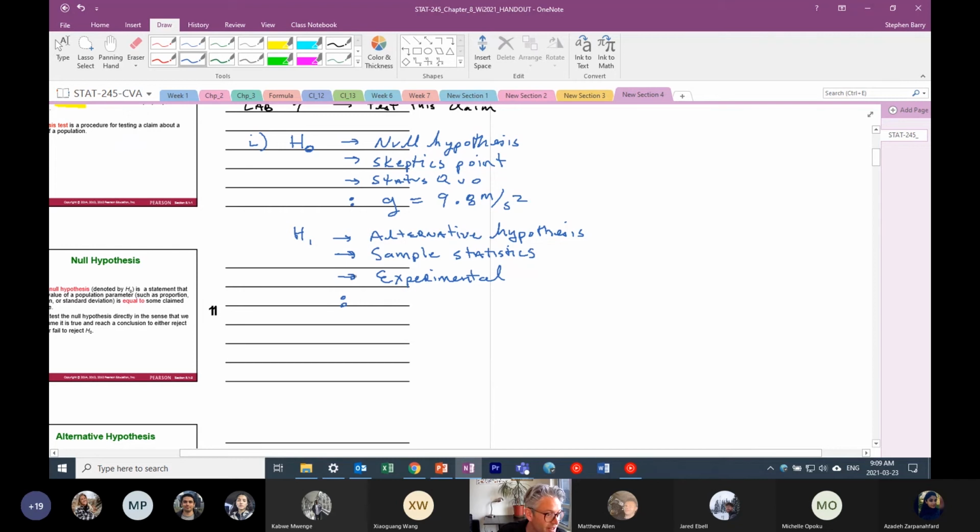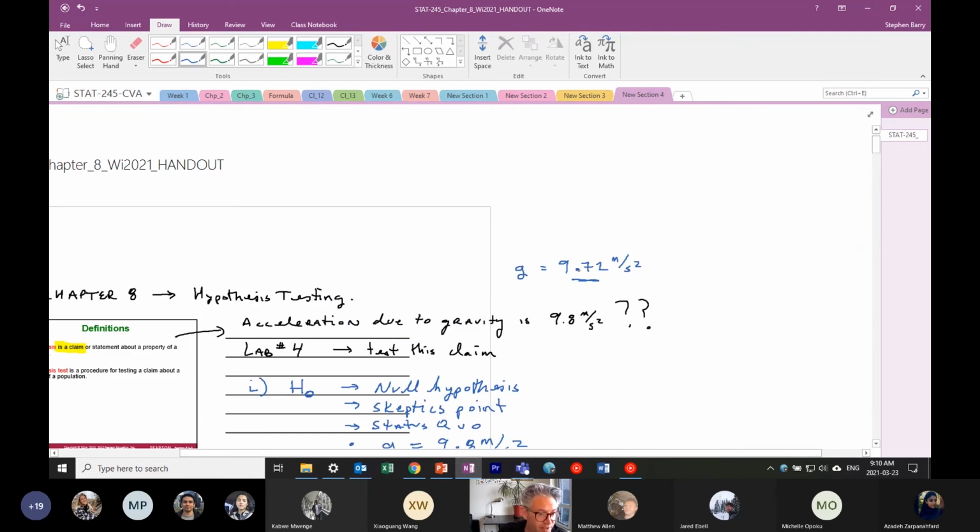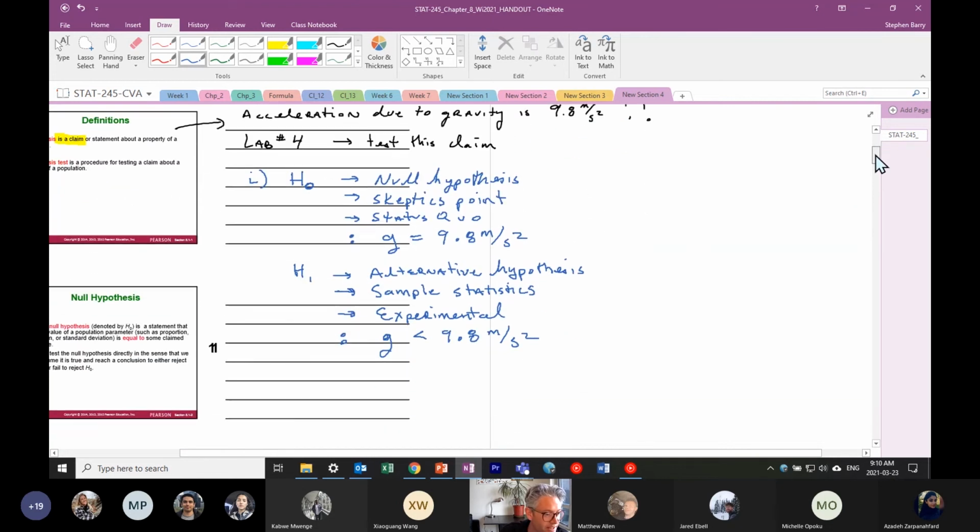And there's two ways you can state this. You can say, well, my data shows that it's 9.72, so my alternative hypothesis is that the actual acceleration due to gravity is less than 9.8. You're not going to be able to prove it is 9.72 because, in fact, your confidence interval says that it's not 9.72. It's somewhere in between, right? You always do a confidence interval first. But what you can say is that it looks like it's lower than 9.8. So I'm going to test that claim.